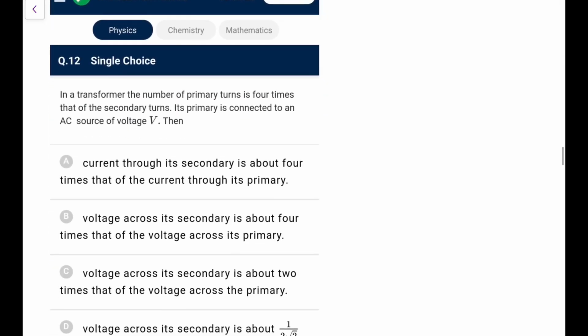Next, in a transformer, the number of primary turns is 4 times that of the secondary. Then its primary is connected to AC of V. Then the current in the secondary is about 4 times. Yes, it would be true, because voltage is 1/4, so current would be 4 times, assuming 100% efficiency.